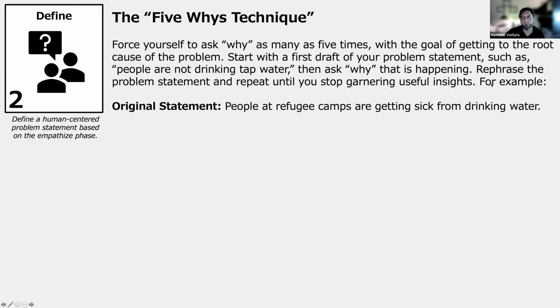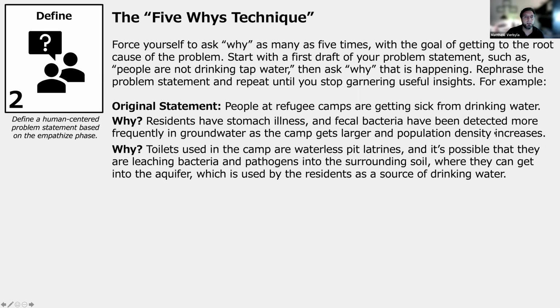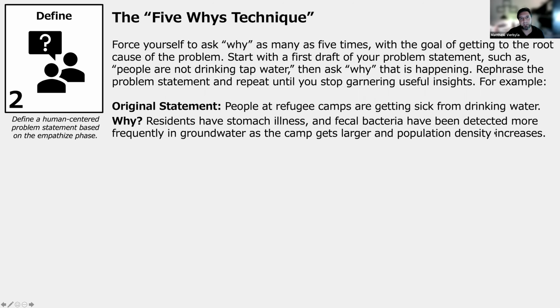But when you start asking yourself why, you can drive down and get a little bit more detailed. For example, all right, people at refugee camps are getting sick from drinking water. Why? Well, they have stomach illnesses, and fecal bacteria are being detected more frequently in the groundwater, especially now that the camp is getting larger and the population density is increasing.